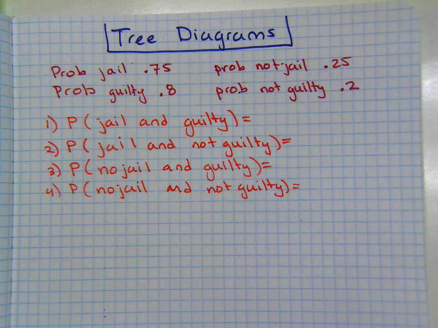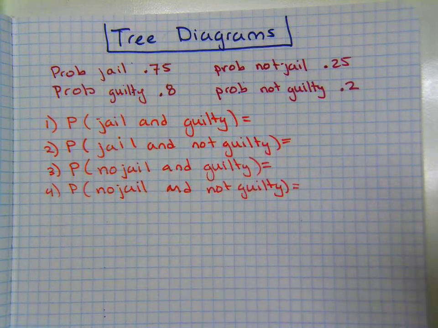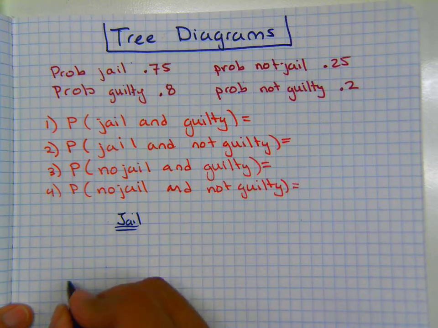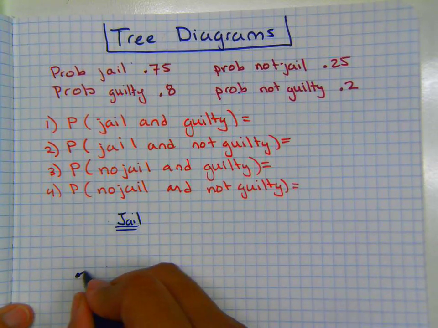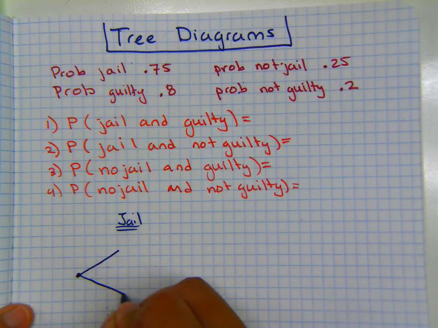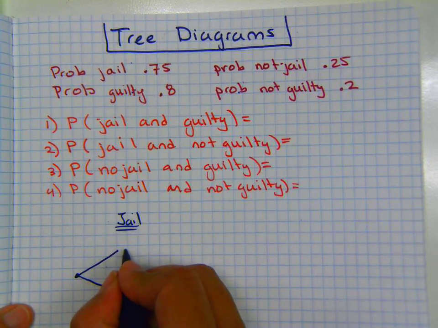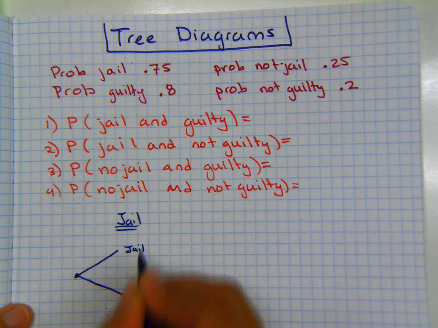So we can organize this information 2 different ways, but the one way that we're going to focus on today, or right now, is through a tree diagram. So the first situation, there's 2 situations, going to jail and guilt. So that's the first situation I'm going to consider, jail. So the way we're going to make our tree diagram is we're just going to build it. There's 2 things that could happen. You could go to jail or you could not go to jail. So I'll just write down jail, no jail.